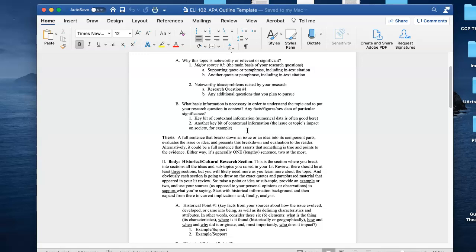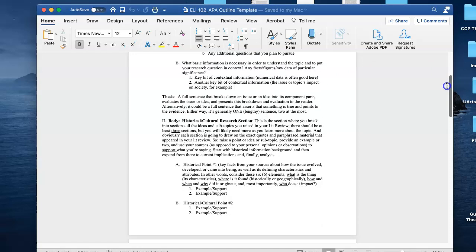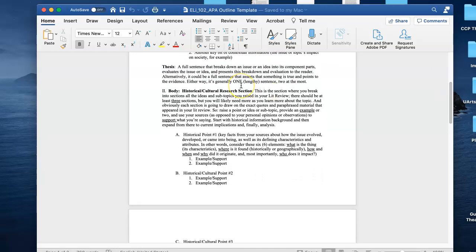You're going to deliver all this information. You're going to raise questions. You're going to bring in statistics. And then when you're done doing that, giving your reader a full sense of the issue or the topic, then you are going to have a thesis statement. That's going to be true in this outline. It's also going to be true in your actual paper.